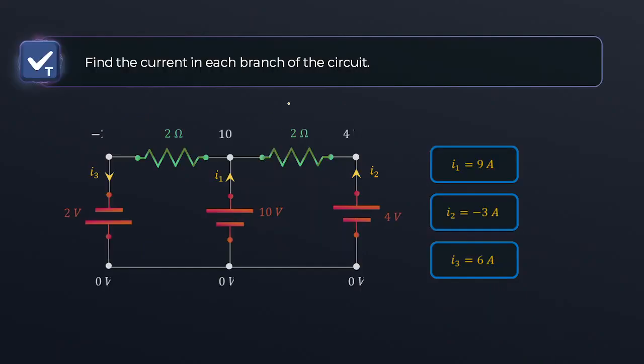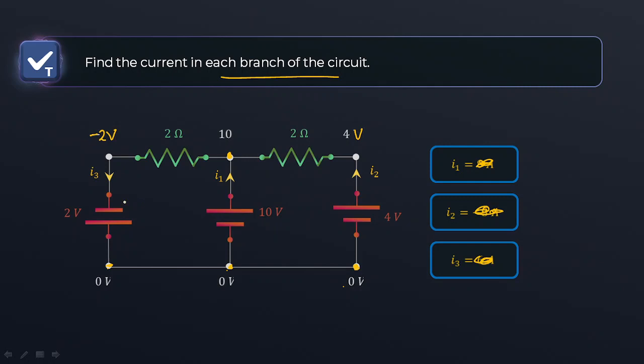The question is: find the current in each branch of the circuit. So the branches of the circuit are given and we have to find the current flowing in all the branches. What I will do is consider all these points having zero potential, connecting wire, so zero. Now if I cross the battery, if it was 0, 4 volt, this will become how much, 4 volt. If I cross this battery, 0 volt to 10 volt, this will be 10 volt. Again 0 to 2 volt, so it will be how much, minus 2 volt, right?